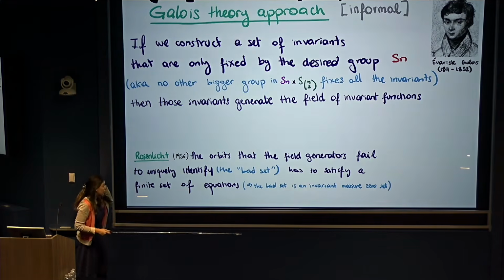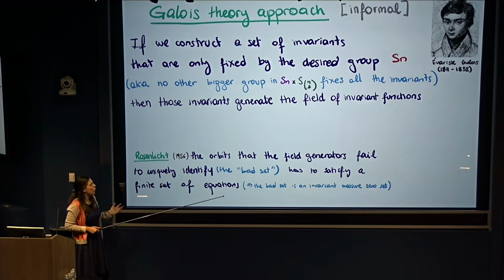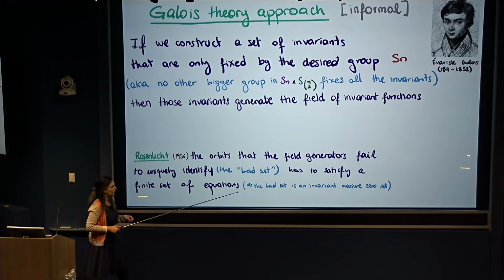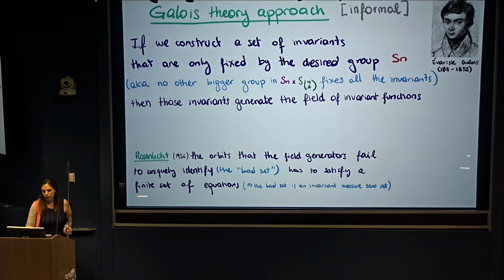And then there's another theorem, the Rosenlicht theorem, which tells me that if I have field generators, then these field generators will be able to distinguish orbits, but not all the orbits. They will be able to distinguish almost all the orbits. There's a bad set that these field generators will not be able to distinguish. And this bad set is the zeros of a system of polynomial equations. So this is like a small set. It's an invariant measure zero set, Zariski closed. So that's what we are going to use.